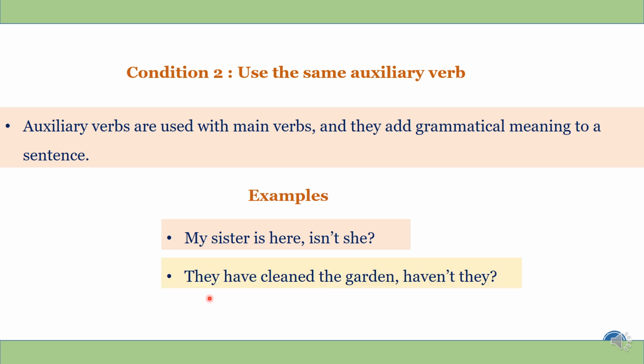Next example, they have cleaned the garden, haven't they? Again, have is the auxiliary verb and we need to use the same in the question tag also. So we have written haven't they. Third example, she will come, won't she? Again, will is the auxiliary verb and we are using the same in the question tag also. That is, won't she?